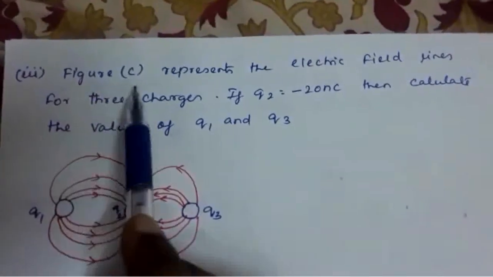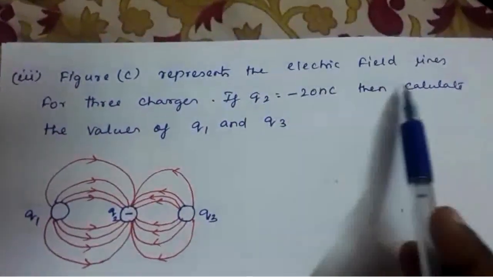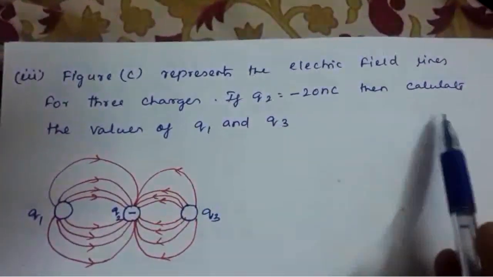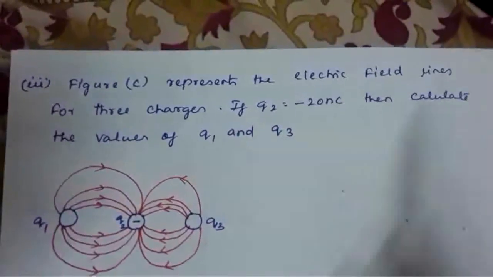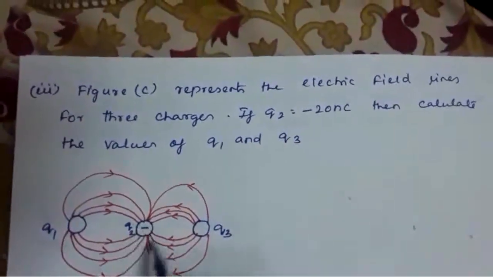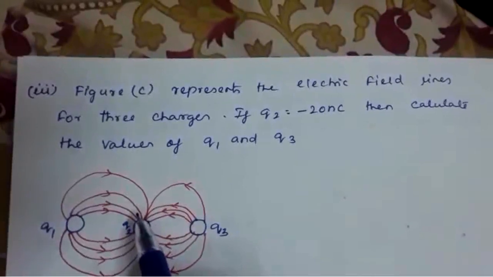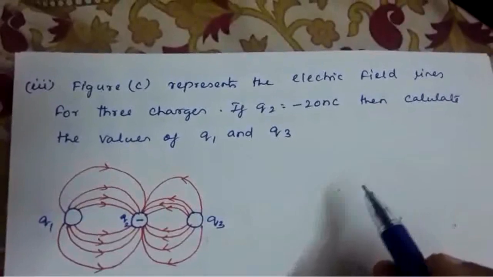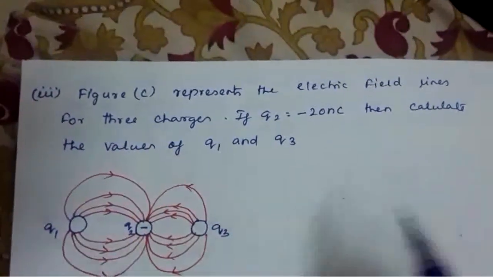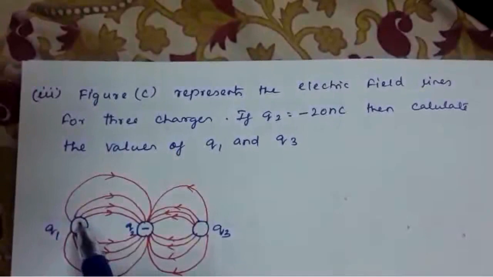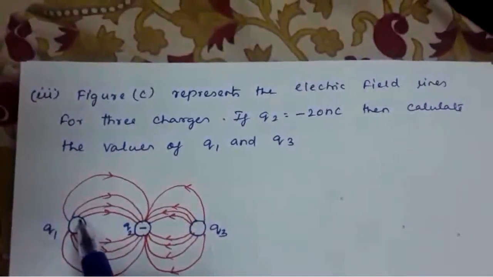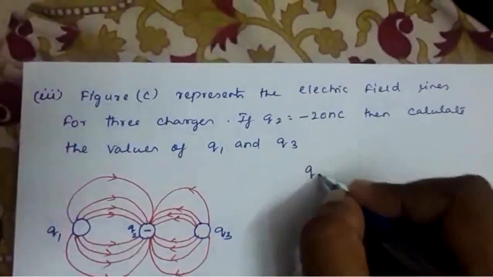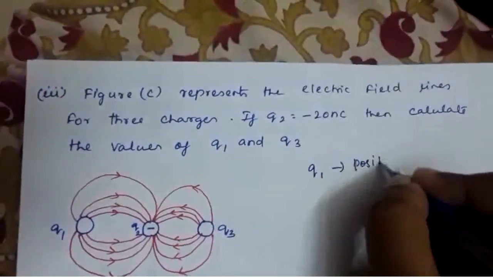Third point. Figure C represents electric field lines for three charges. If Q2 is equal to minus 20 nanocoulomb, then calculate the value of Q1 and Q3. Now only Q2 is given. Q2 is given as minus 20 nanocoulomb. We have to find out Q1 and Q3. Now here the electric lines of force are starting from Q1 and end at Q2. So Q1 is positive.